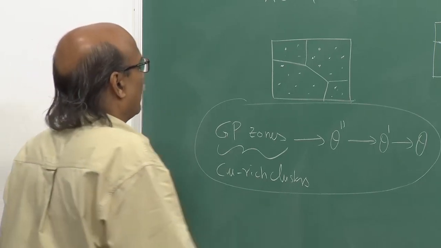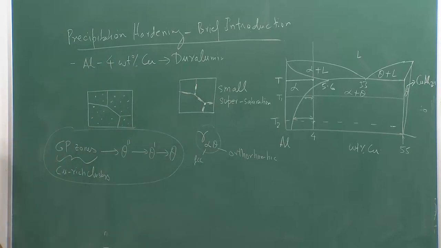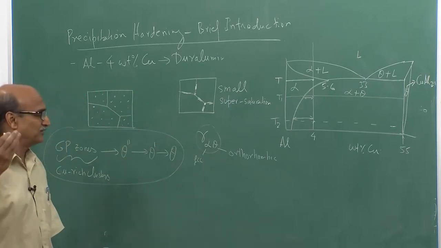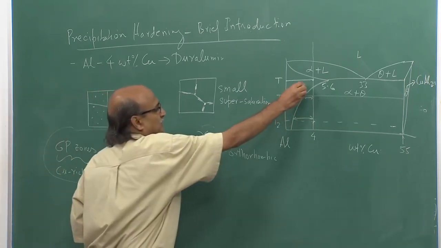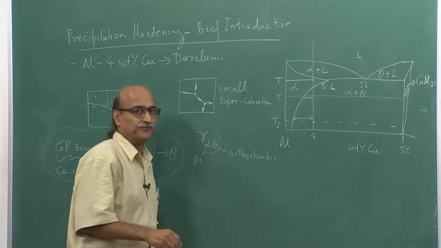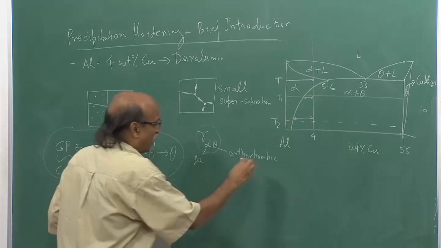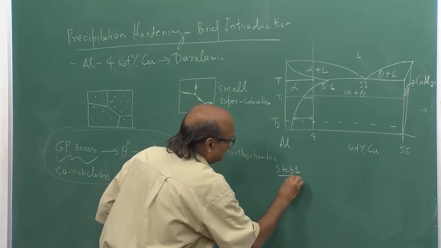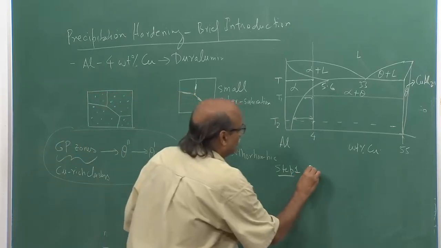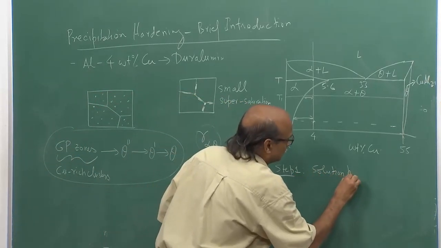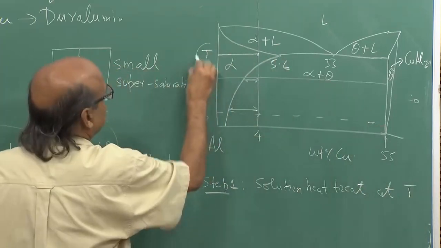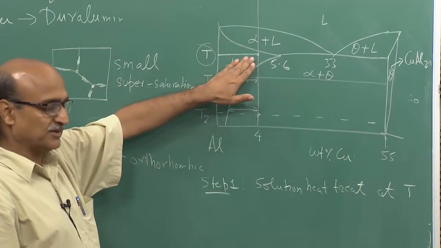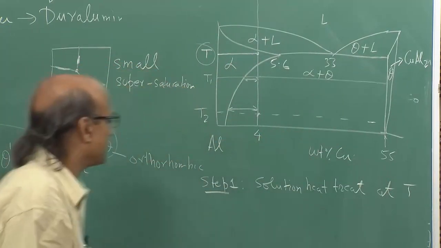And finally, what would be the practical steps involved to produce precipitation hardening? It is actually very, very simple. Three steps are required to produce precipitation hardening. You don't have to take the alloy to this temperature and then quench to T2. What you do is, as step one, you solution heat treat at temperature T, so that everything is single phase, everything is solutionized.